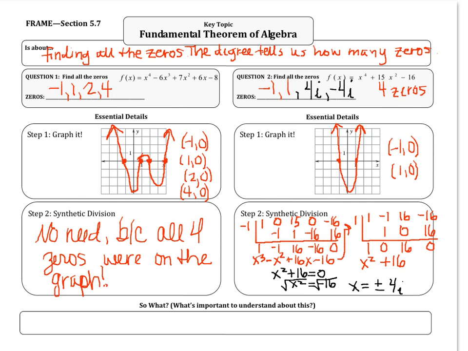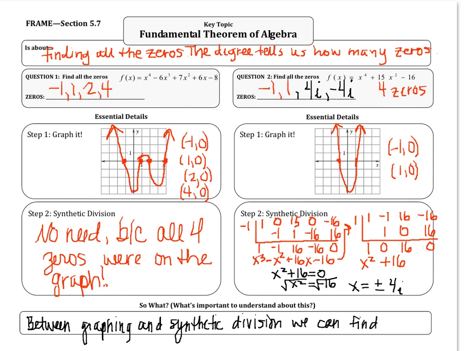So what's important to understand about this is that between graphing and synthetic division, we can find all our zeros. And our degree tells us how many zeros we're going to have. Let's look at the next side of the page.